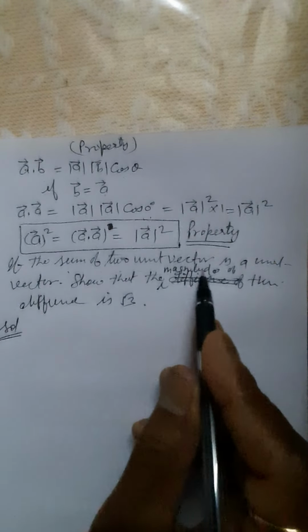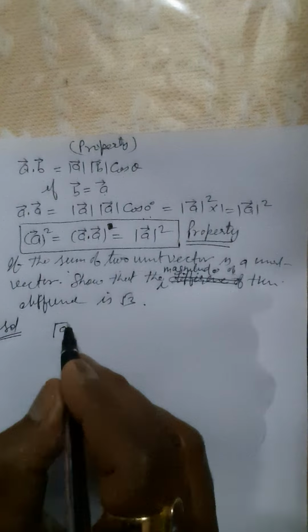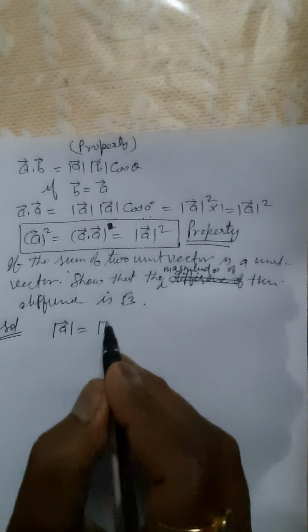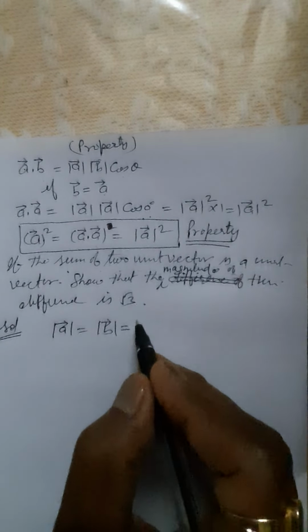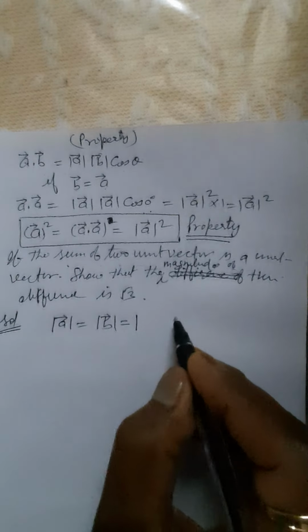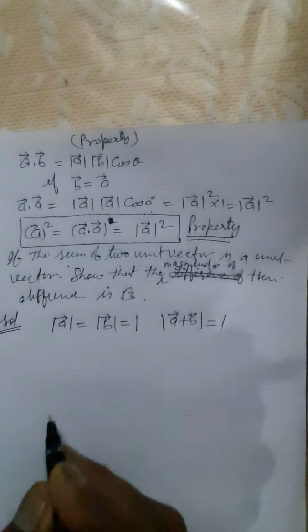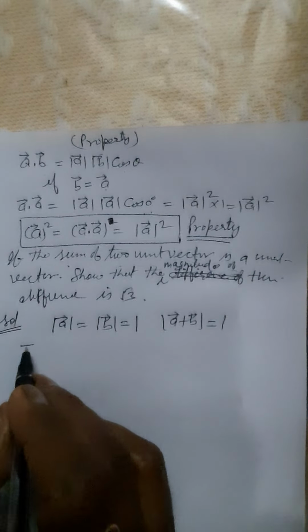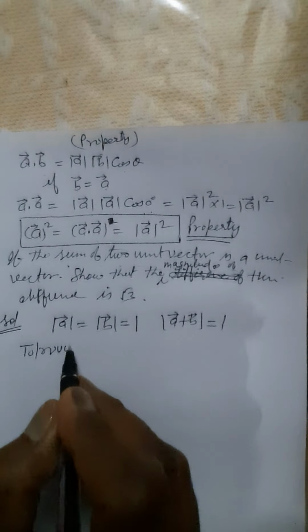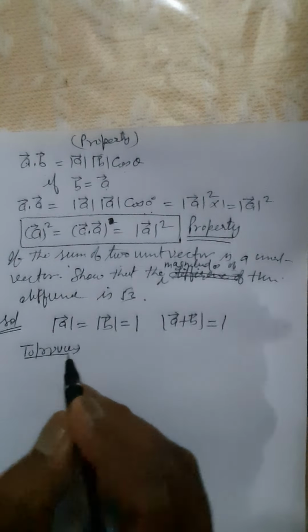So what is given? Sum of two unit vectors is a unit vector. So let vector A is a unit vector, vector B is again a unit vector. Unit vector means magnitude is 1, and the magnitude of their sum is also 1. So now what we have to prove? We have to prove the magnitude of their difference is root 3. This part you have to prove.